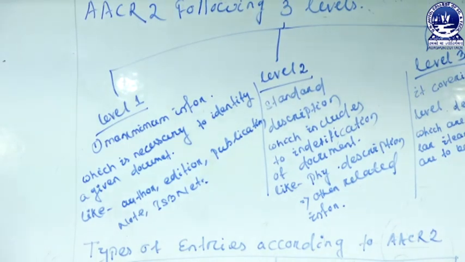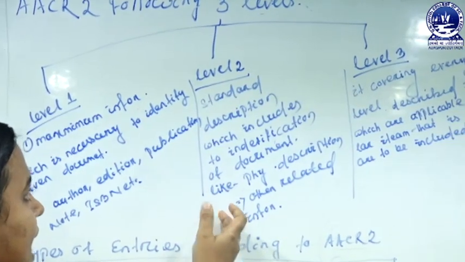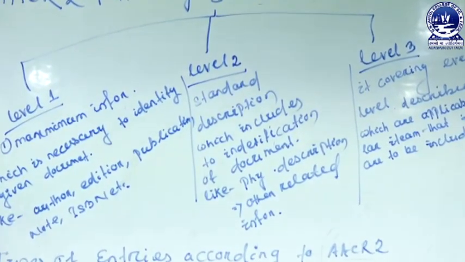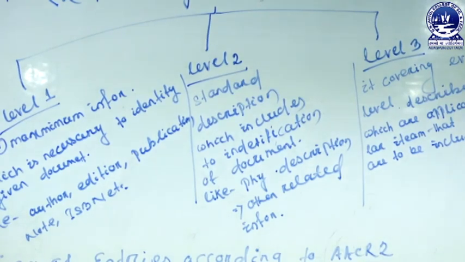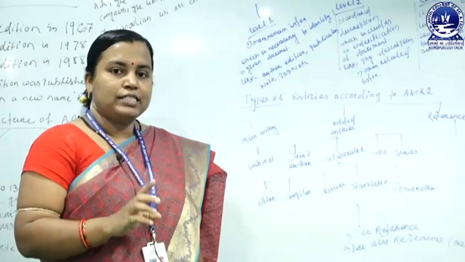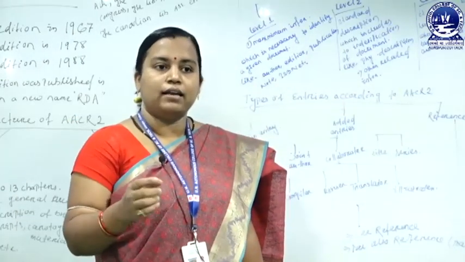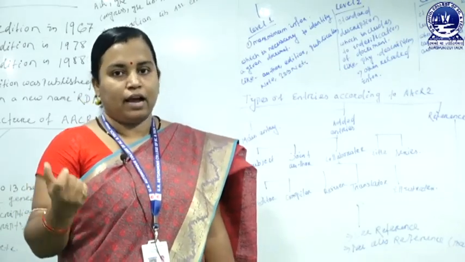The detailed description of a particular document. The standard should describe the standard description, including for a document, so that further identification is easy. How is it implemented? It is implemented through the physical description of a document. What are the other basic information? Those help us easily identify a particular book or document in our library.